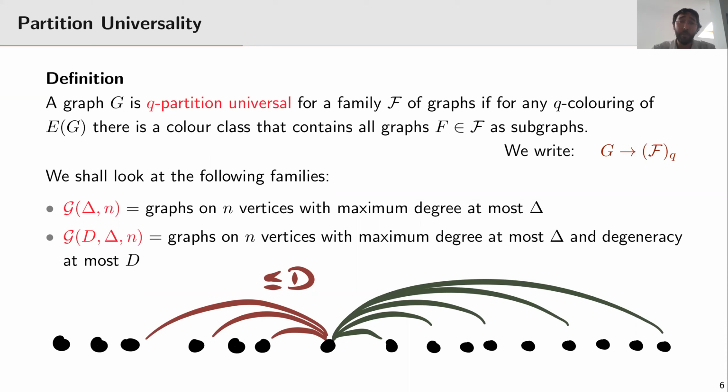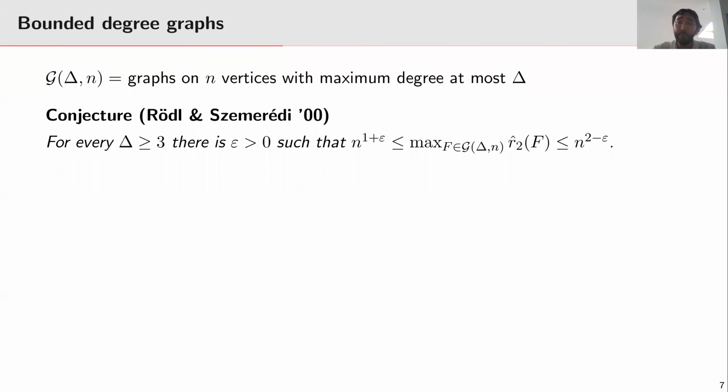Okay, so what's known about partition universality? Let me just quickly mention a nice conjecture from 2000, which is still half open. Suppose I'm not trying to find every graph in G delta n. I just want to find the hardest graph. So I look at the graph in G delta n whose size-Ramsey number is largest. Then Rödl and Szemerédi conjectured that this grows significantly faster than linear, but significantly slower than quadratic.